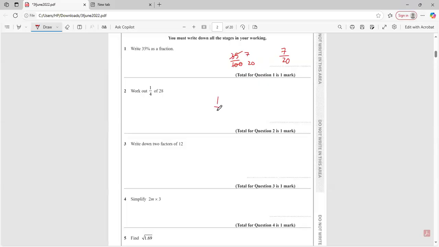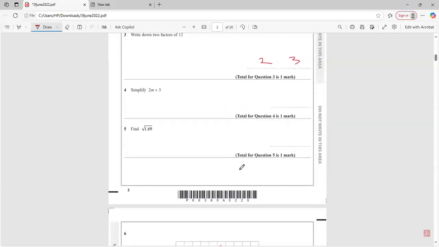Work out 1 over 4 of 28. That is nothing but 1 over 4 times 28 over 1. And that's 4 into 28, which is 7. So again, the answer comes out as 7. Write down 2 factors of 12. Easy. 2 and 3. Of course, we know the others, 4, 6, and 12 itself. Of course, even 1 is a factor of 12. Simplify 2n times 3, nothing but 6n.